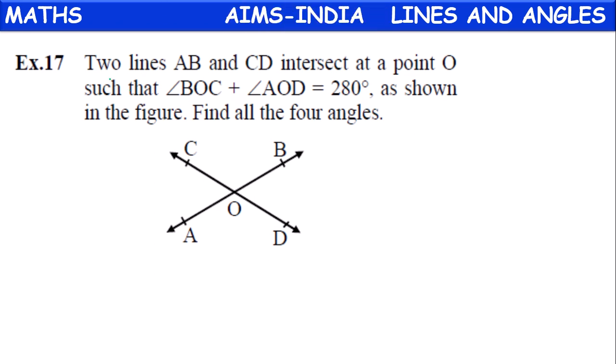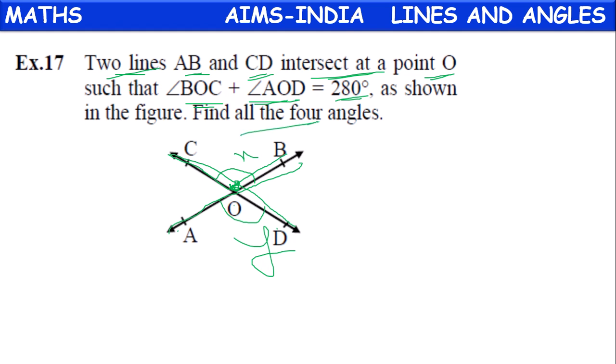Next one. Two lines AB and CD intersect at point O such that BOC plus AOD equal to 280 degrees. BOC and AOD, this one, the sum of this x, this y equal to 280 degrees. Find all the four angles.